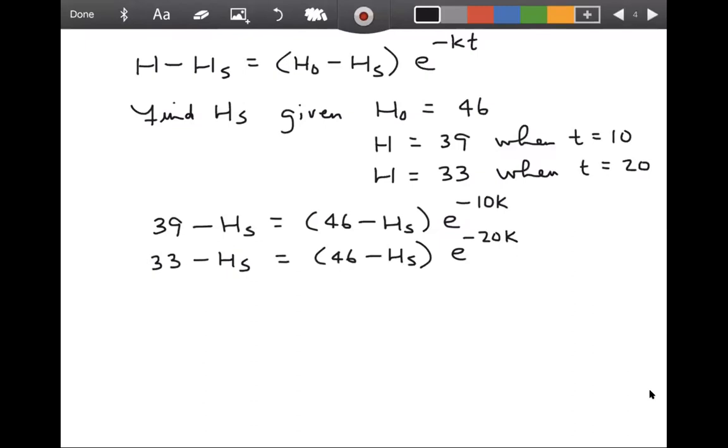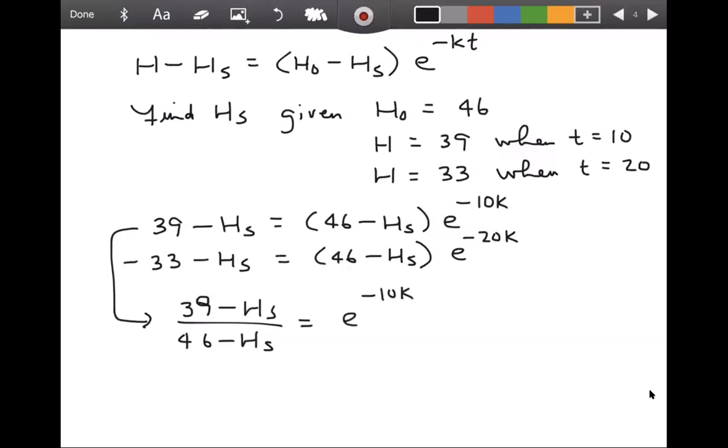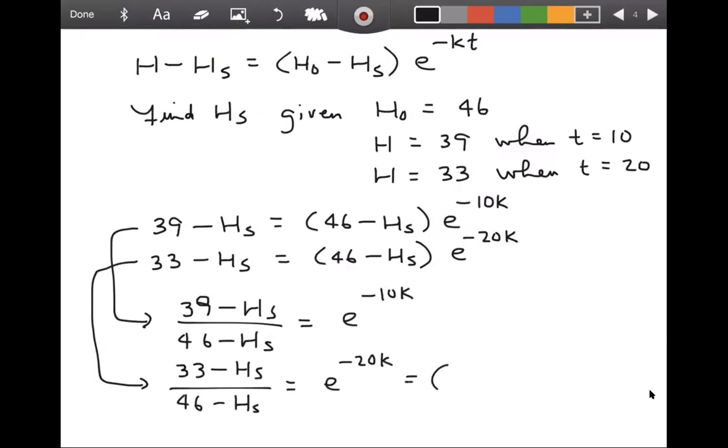There might be a different way to do this, but the way that occurred to me is to take this first equation and rewrite it as 39 minus H sub s over 46 minus H sub s is equal to e to the negative 10k. And then take the second equation and rewrite it the same way, 33 minus H sub s over 46 minus H sub s is equal to e to the negative 20k. All right, so somehow I have to relate these two equations to each other. And the way that occurred to me to do that is to notice that e to the negative 20k is actually the square of e to the negative 10k.